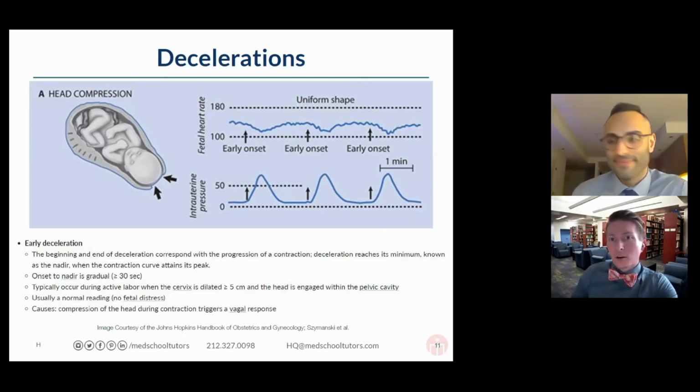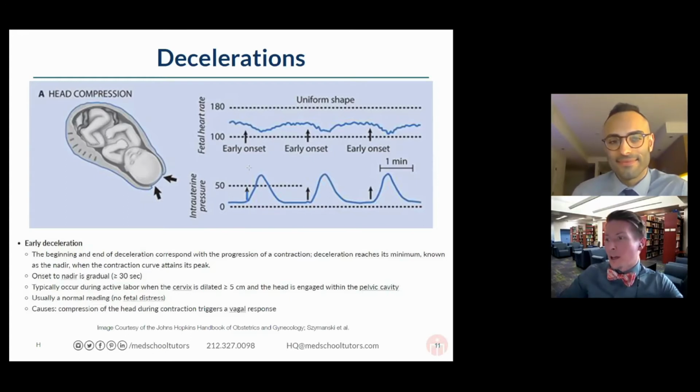Let's make it beat less hard. That should resolve the pressure that we're experiencing here. Of course, that doesn't do anything to influence the pressure, and the early deceleration naturally is going to fade away as the contraction fades away. So two ways to assess this.